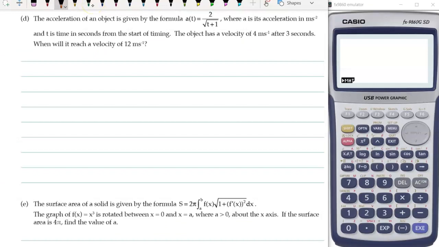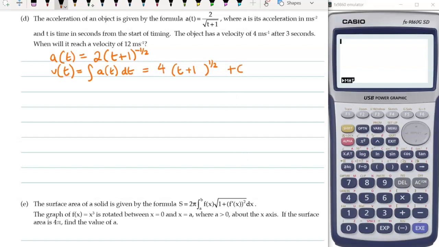We've got kinematics for part D, where our acceleration function is given as 2 times (t plus 1) to the minus a half. Velocity will be to integrate that. So if we integrate that function, we are raising that power by 1, so that will become a half, and divide by the new power. 2 divided by a half is 4.